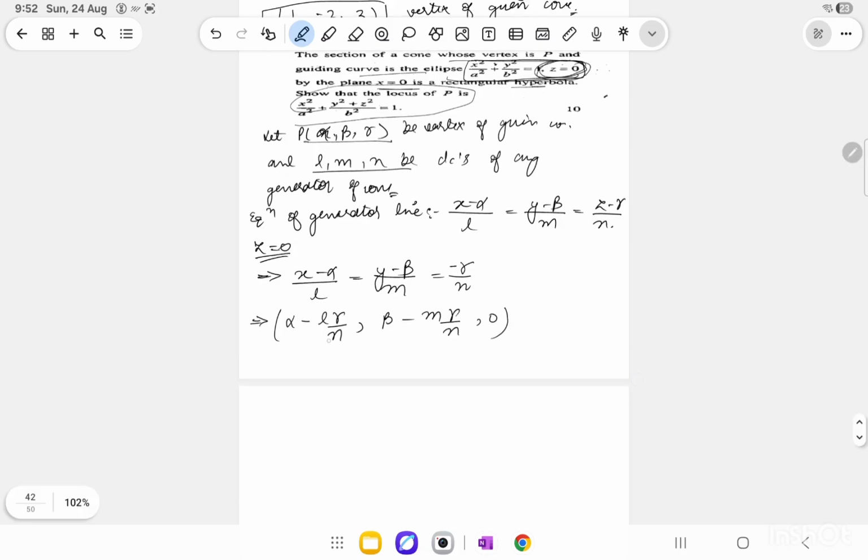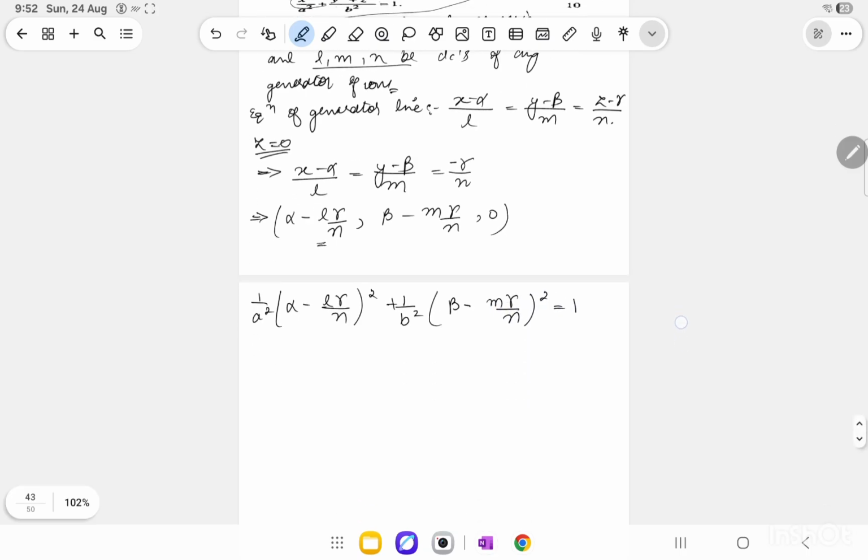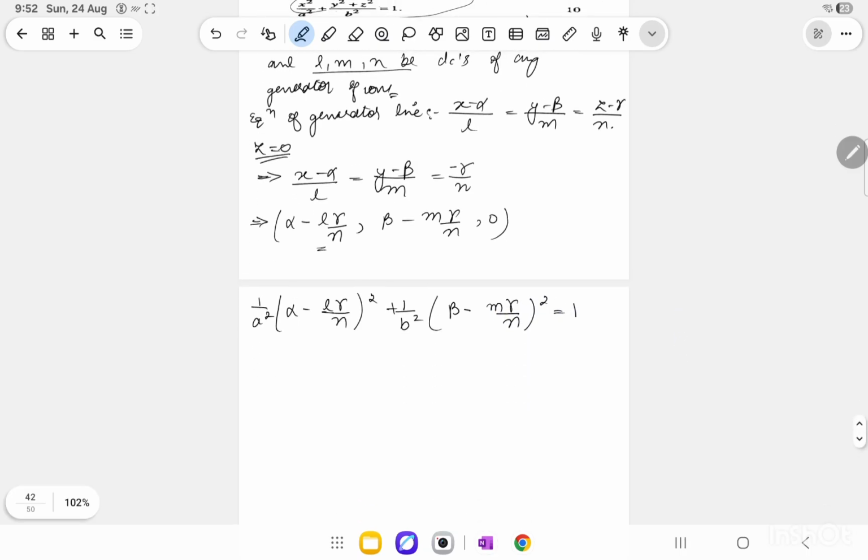So this must satisfy the ellipse, which is the guiding curve. So from there I'll get (1/a²)(α − lγ/n)² + (1/b²)(β − mγ/n)² = 1. So I can just put the values of l/n and m/n from the general equation of the generator line that we assumed.